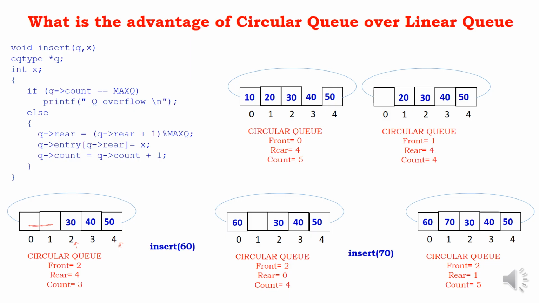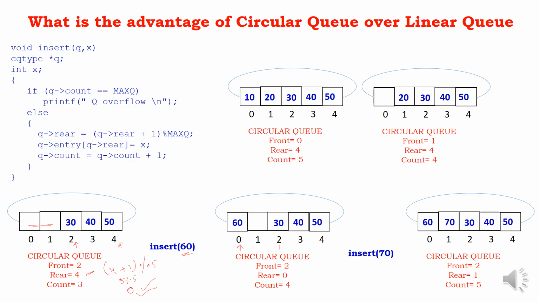So rear is rear plus 1, rear is 4. 4 plus 1 mod max q. What is mod max q? Max q is 5. 5 mod 5, which is 0. In the place of 0, you are going to insert your new element. Insert 60. At this particular stage, you wanted to insert an element. That element will be inserted at new rear. Rear is rear plus 1 mod max q. So 0. Rear is 0.